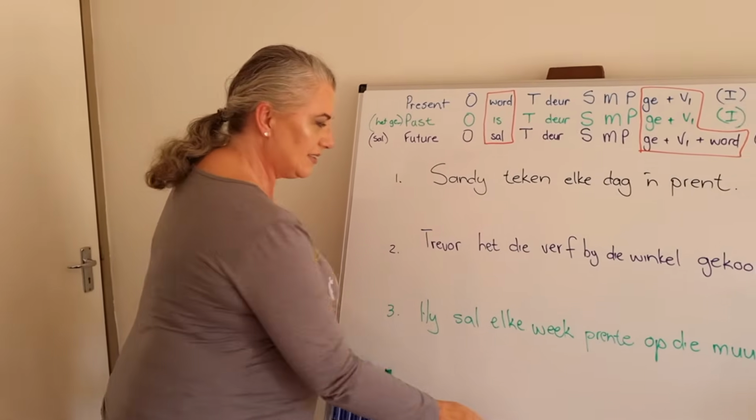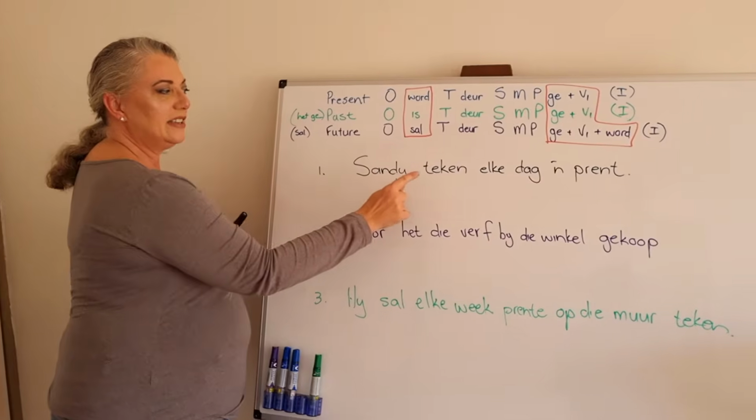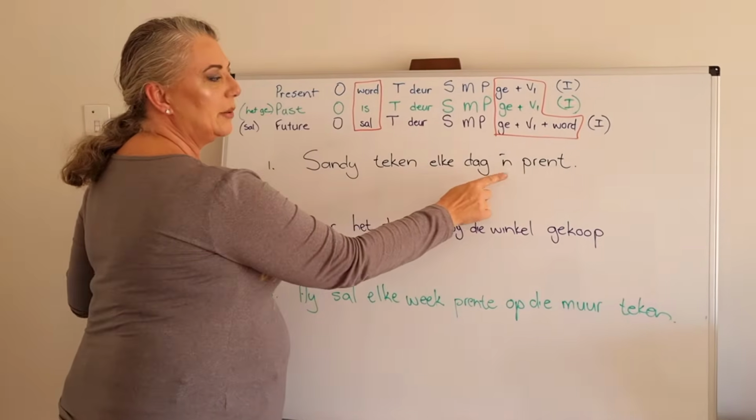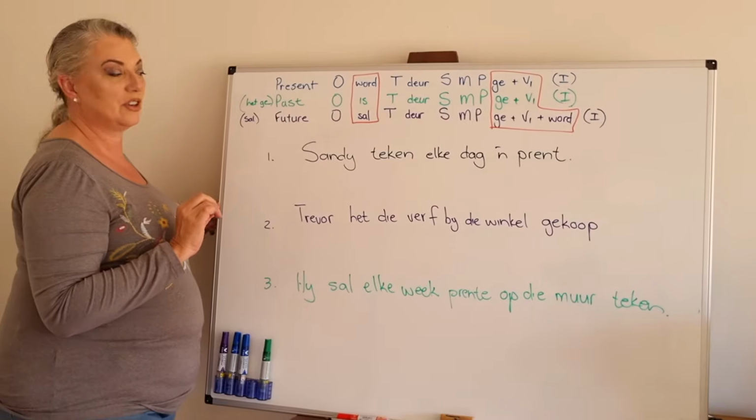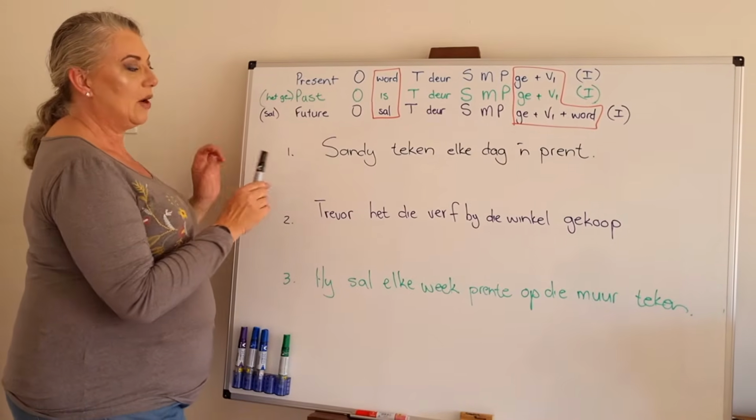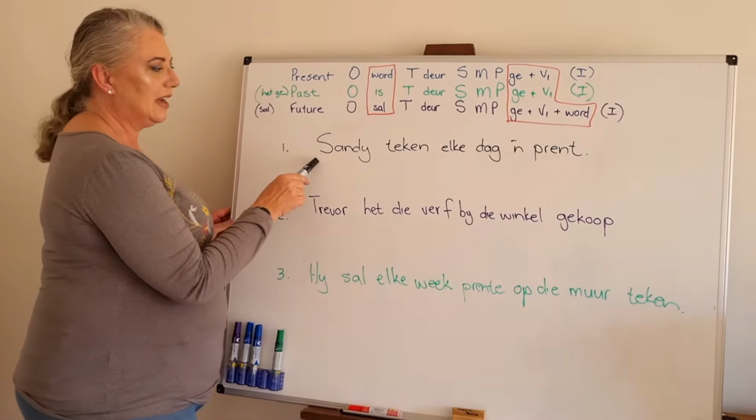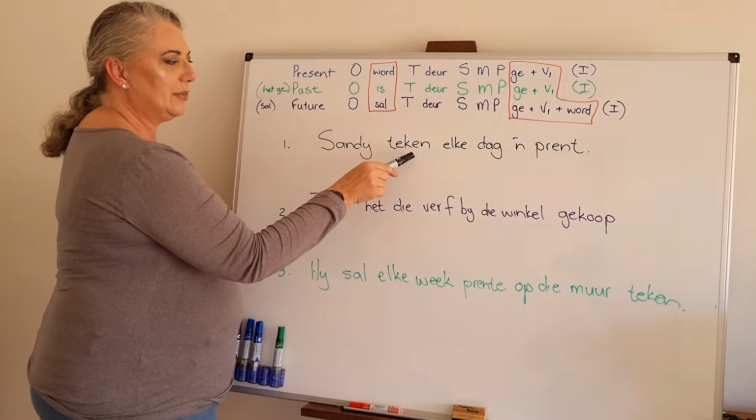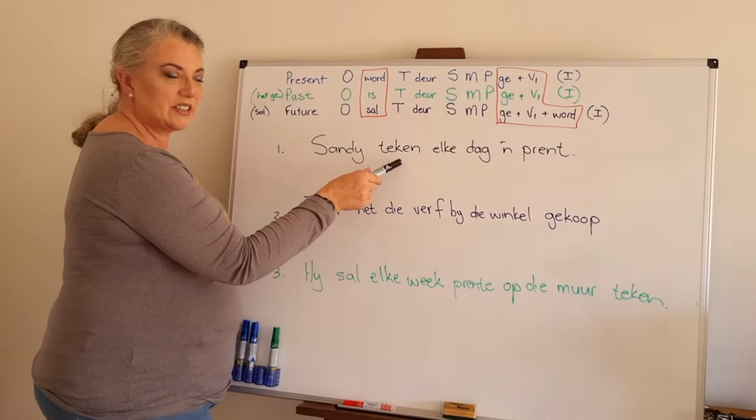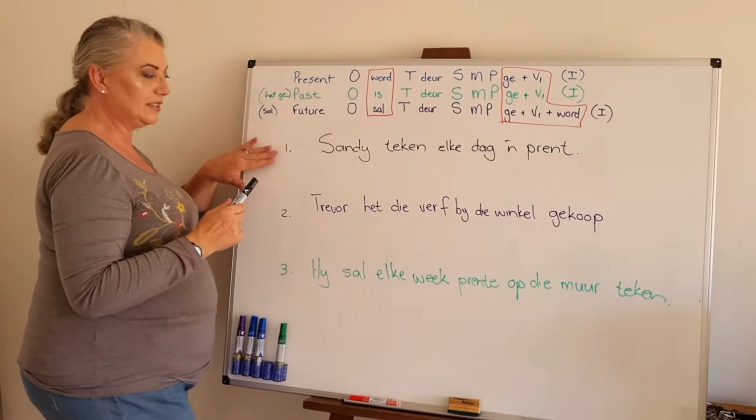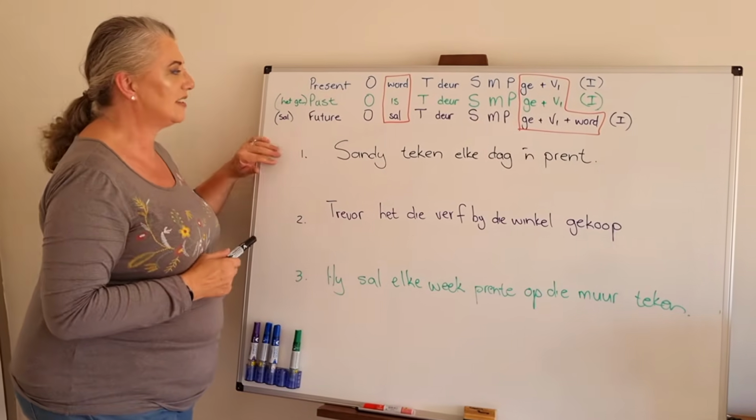The first sentence. Sandy teken elke dag 'n prent. Sandy draws every day a picture. What tense is this in? Let's have a look at the verb, teken. Is there a het? No. Is there a sal? No. So this is present tense.